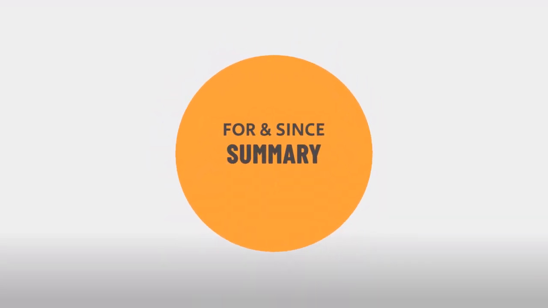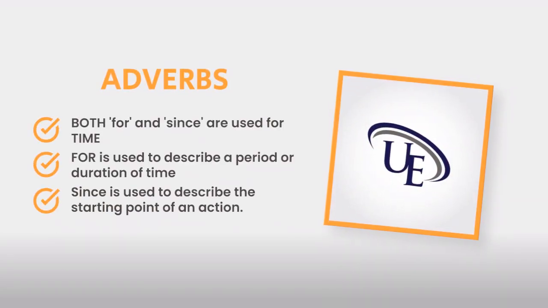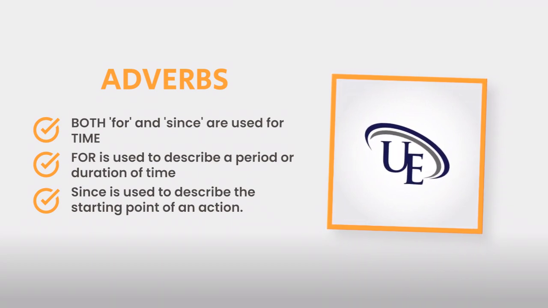Let's have a quick summary. Both for and since are used for time. For is used to describe a period, amount, or duration of time, while on the other hand, since is used to describe the starting point of an action.